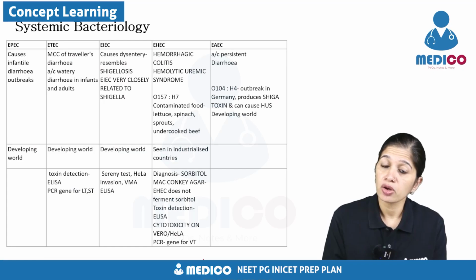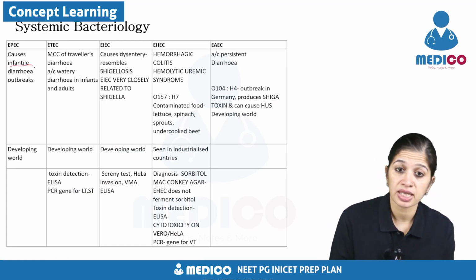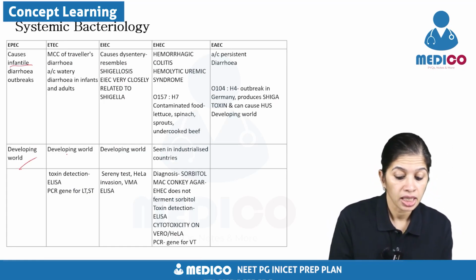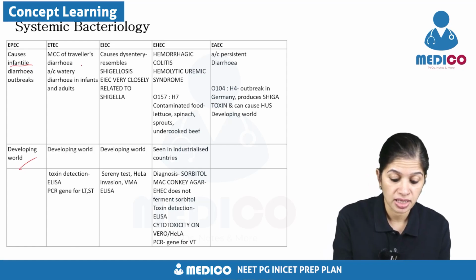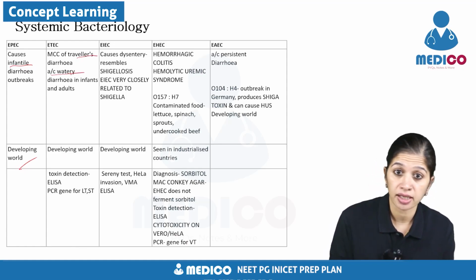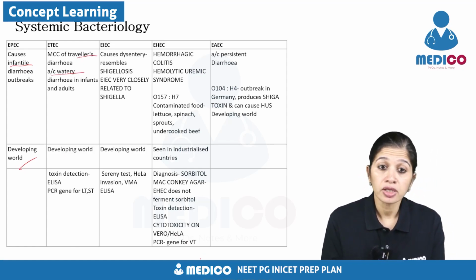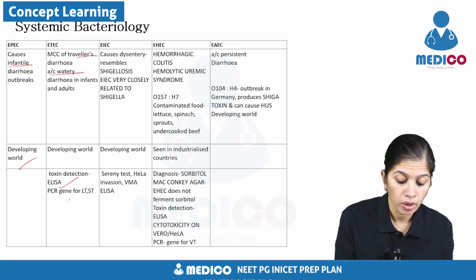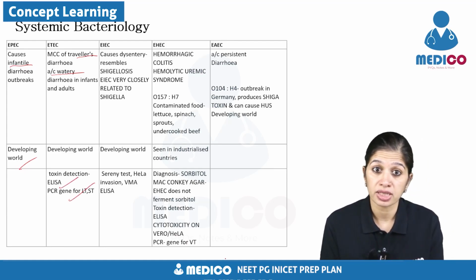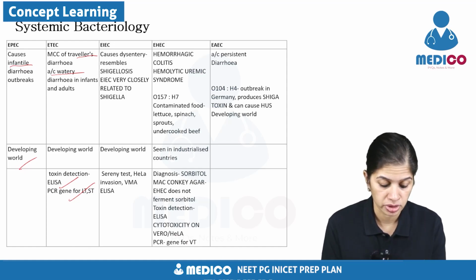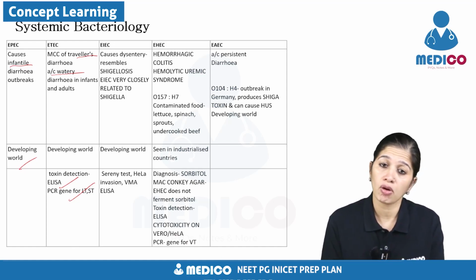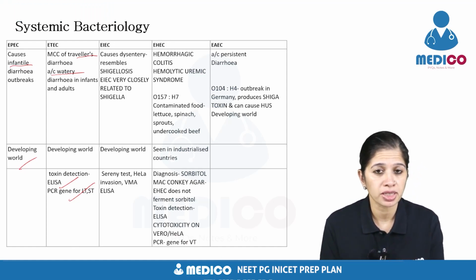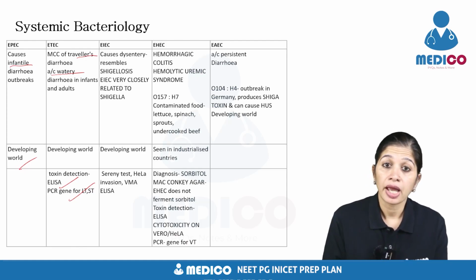So EPEC mainly causes infantile diarrheal outbreaks, and it's mainly seen in the developing world. ETEC, we know it causes traveler's diarrhea as well as acute watery diarrhea in infants and adults. And toxin detection is by ELISA or using PCR to detect the gene for the labile toxin or stable toxin. So you can have the ELISA method, or you can go for a polymerase chain reaction for detection.